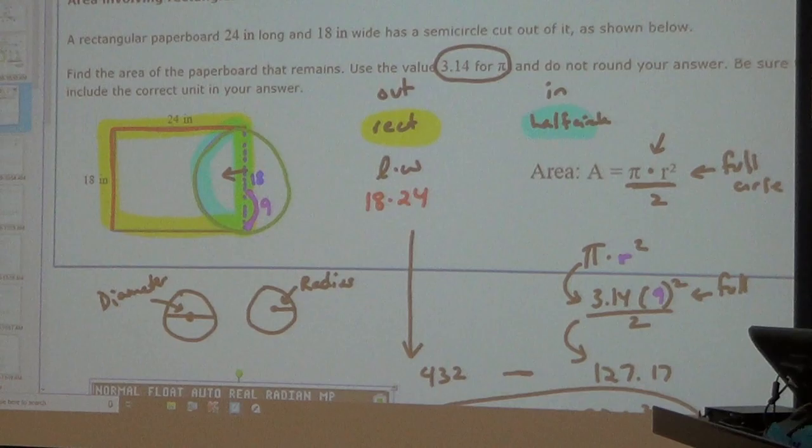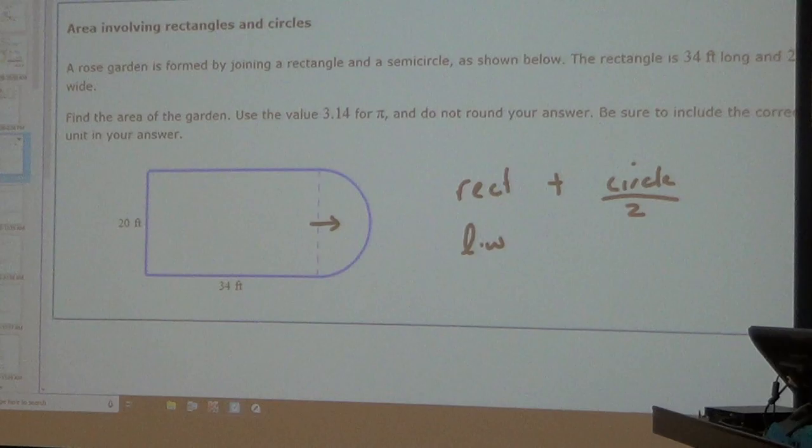So for this one, the formula for a rectangle is length times width. The formula for a circle is pi r squared, and we're going to cut it in half because pi r squared is a full circle. So what is the length and the width of the rectangle? 20 by 34. Then we'll get that answer.